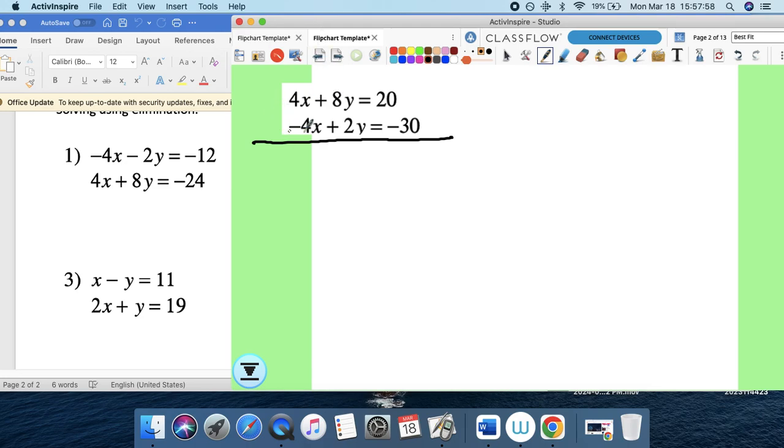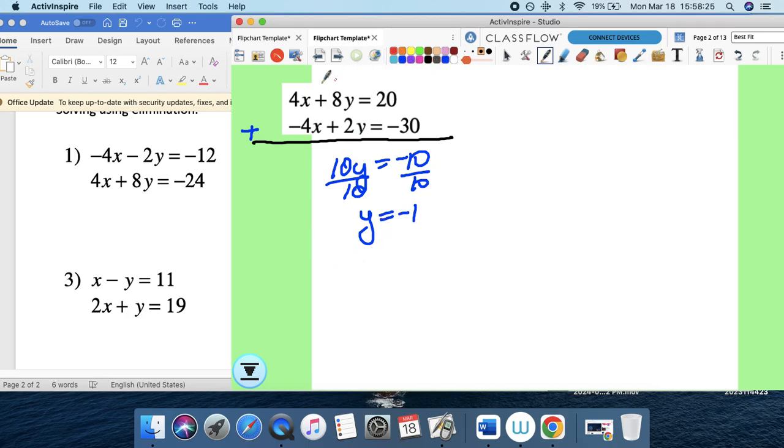So now the hardest thing, like I said in the previous question, is deciding whether you're going to add equation 1 and equation 2 or subtract. And in this case, we're going to add. We've got a plus sign over here. 4x plus negative 4x is 0x, so that's gone. 8y plus 2y is 10y. And then 20 plus negative 30 is negative 10. Divide both sides by 10, y equals negative 1.